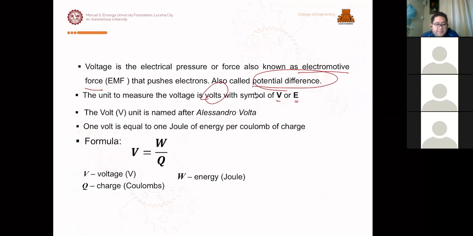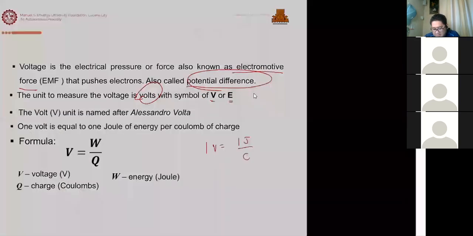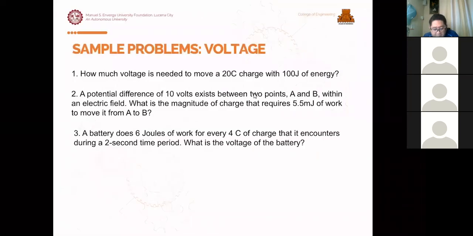Okay? Si volt is named after Alessandro Volta. Then, ang sabi, si volt is equal to 1 joule per coulomb. No? So, ibig sabihin, yung 1 V is equal to 1 joule per coulomb. Or sa formula natin, energy over charge. No? So, W over Q. Okay.